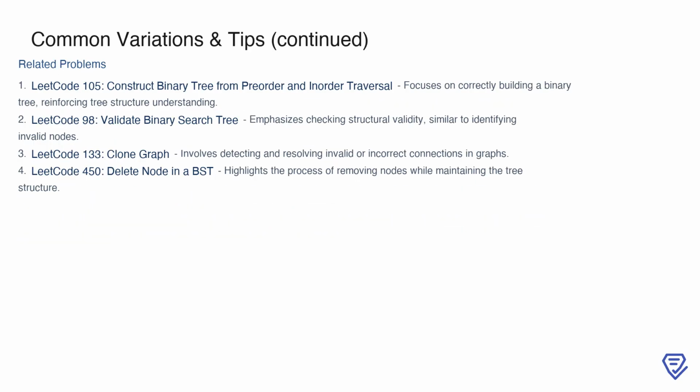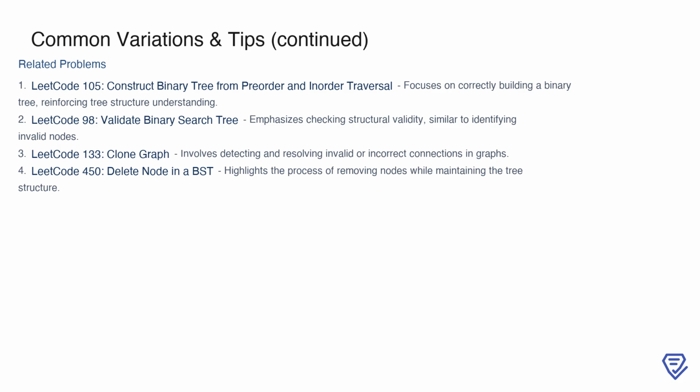To deepen your understanding of this problem, you can explore related problems that share overlapping concepts. For instance, LeetCode 105 focuses on constructing a binary tree from pre-order and inorder traversals, which reinforces your ability to build trees with a correct structure. LeetCode 98, on the other hand, deals with validating a binary search tree. This is a great way to practice identifying structural validity, which is closely related to the task of finding invalid nodes. LeetCode 133 is another useful problem, as it involves detecting and resolving invalid or incorrect connections in graphs, which parallels the idea of correcting structural issues in trees.